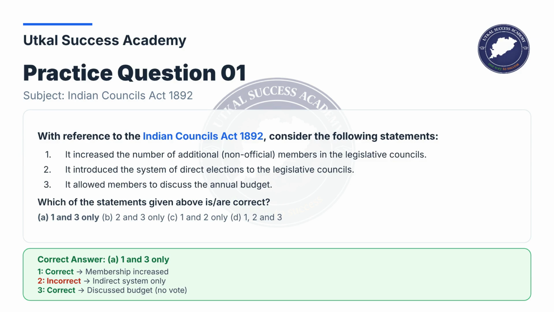Statements 1 and 3 are correct, covering the increase in non-official members and the right to discuss the budget. Direct elections, Statement 2, were not introduced in this Act, making A the correct answer.